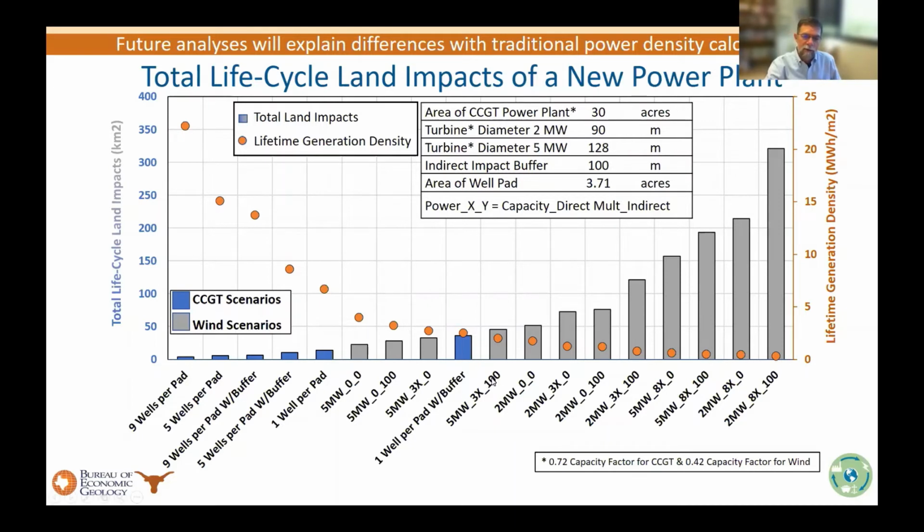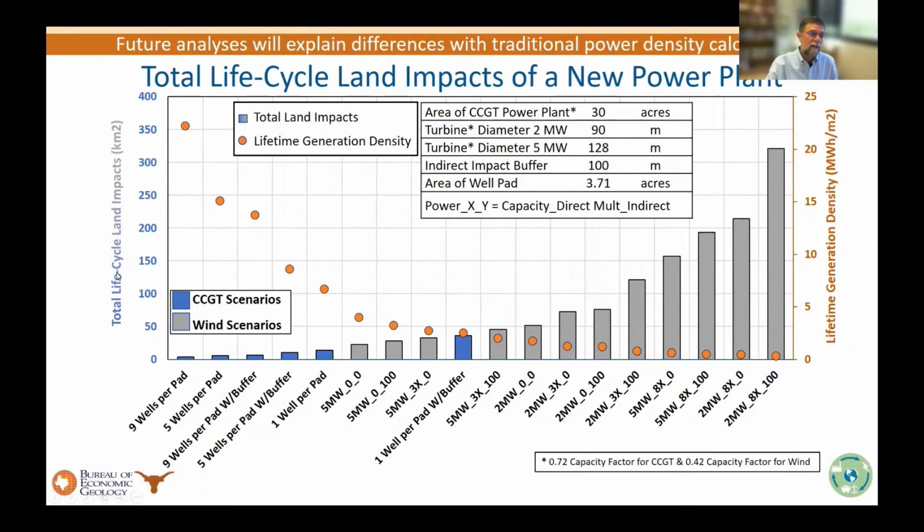And then we have a buffer. Again, the ecosystem and the biological community uses a buffer as an indirect impact. It's a measure of the transition from direct land change to essentially pristine land, and very often it's in the 100-meter range. So we've added that for all the scenarios. In some cases, we're testing this: there's a 100-meter buffer around a 2 megawatt turbine, a 100-meter buffer around a 5 megawatt turbine, and so on. This way we're able to account for the direct and indirect impacts.